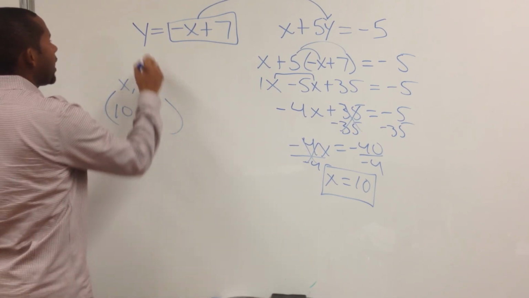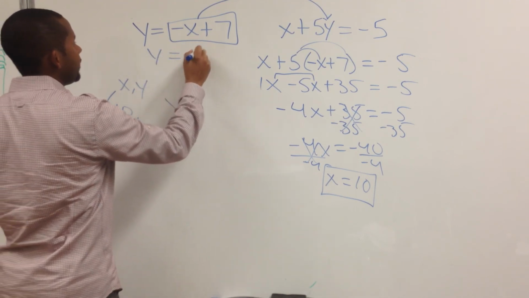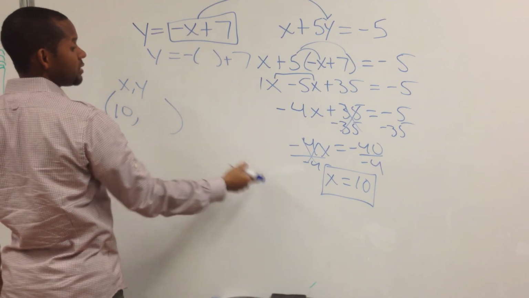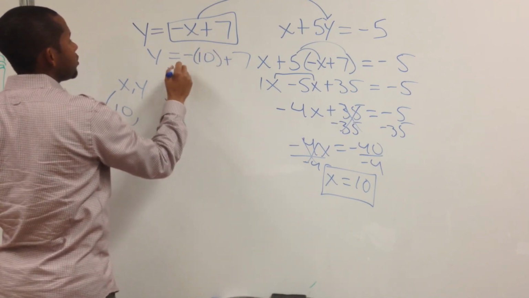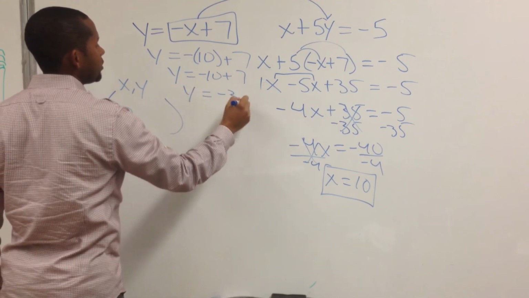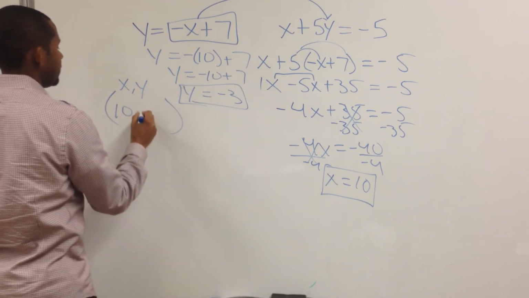Now let me figure out y. Negative in place of x. I put a parentheses where the x is. For there, I need a 10. So y equals negative 10 plus 7. So y equals negative 3.